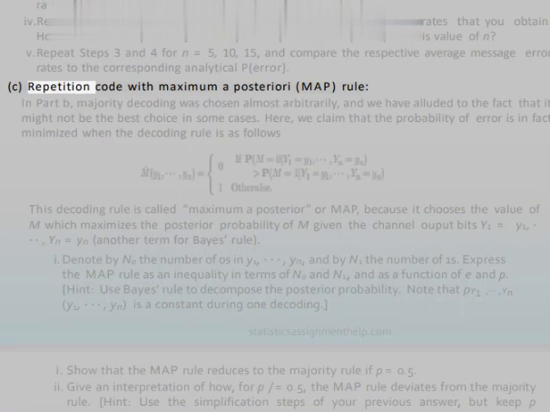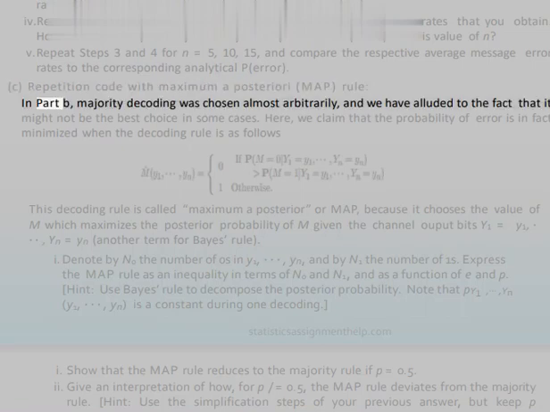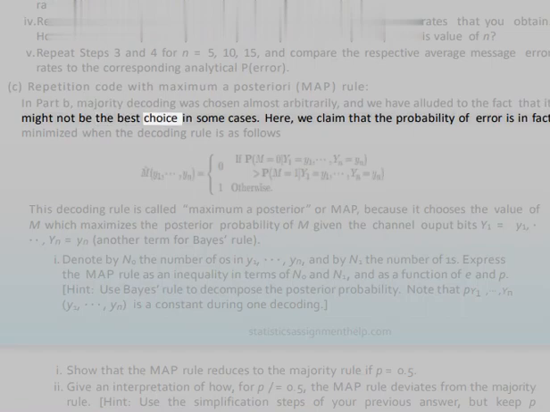C. Repetition code with maximum a posteriori, MAP, rule. In Part B, majority decoding was chosen almost arbitrarily, and we have alluded to the fact that it might not be the best choice in some cases.